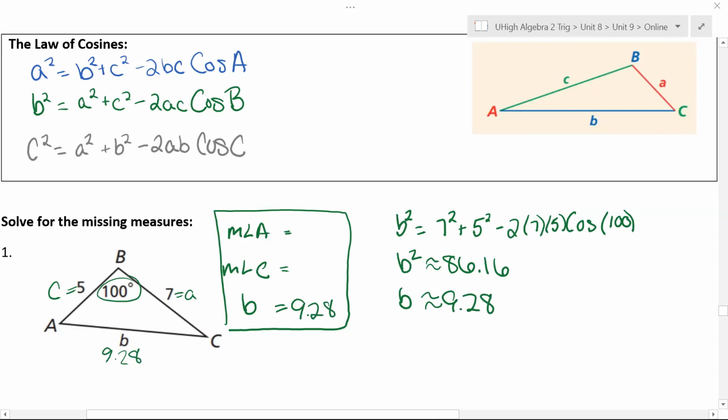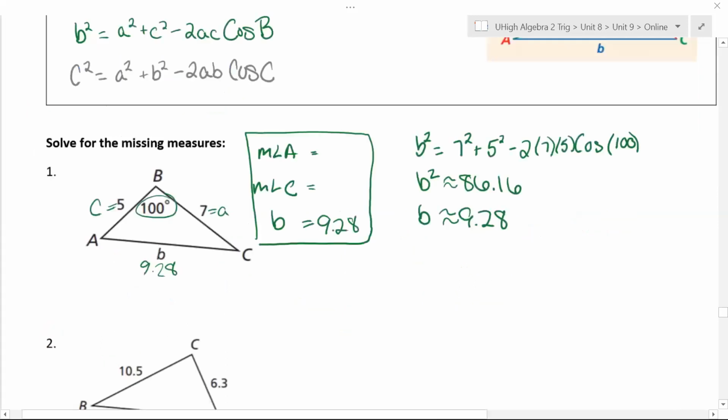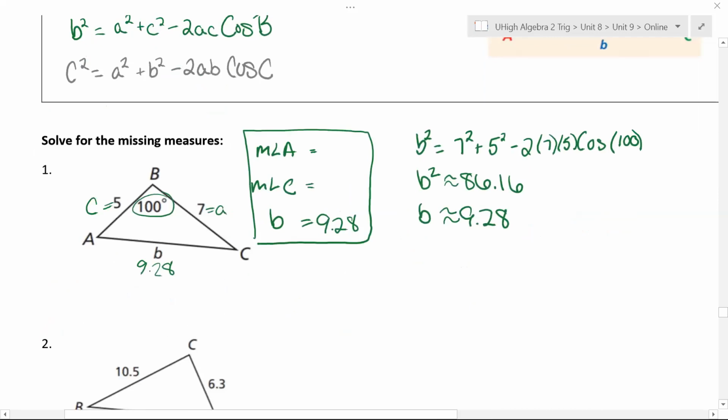Now I want to solve for A or C. And the nice thing about this is now that I have a side and an angle, I could continue to use the law of cosines, but this one is really messy. So what I'm going to do is switch over to using my law of sines. So I'm going to use the sine of 100 over 9.28, and I'm going to use that to solve for my angle A and my angle C.